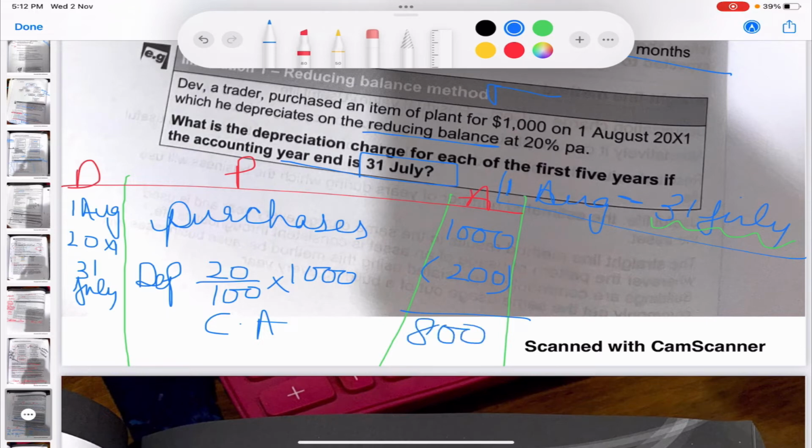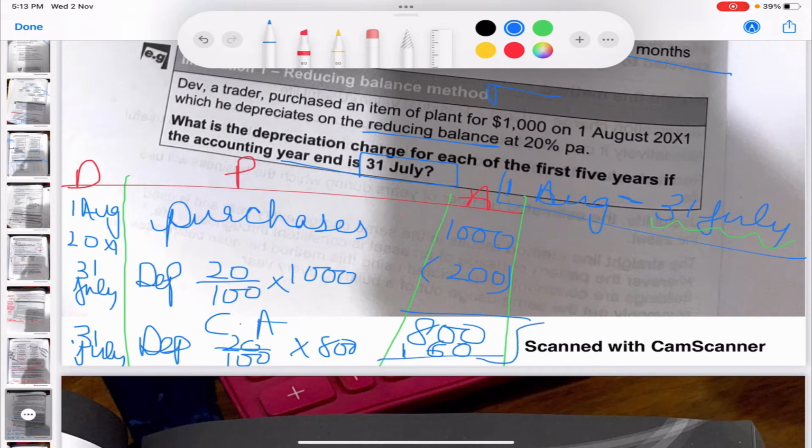Now again on 31st July next year, what happens? Depreciation is again calculated at 20%. It would be on the carrying amount, so 20% of 800, which would be 160. You subtract 160 from 800, and the carrying amount would be 640.